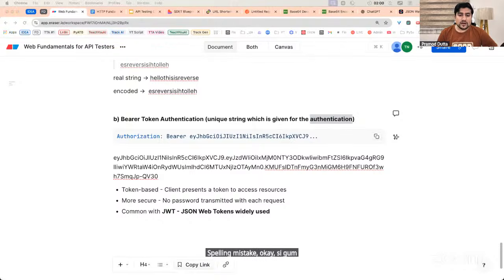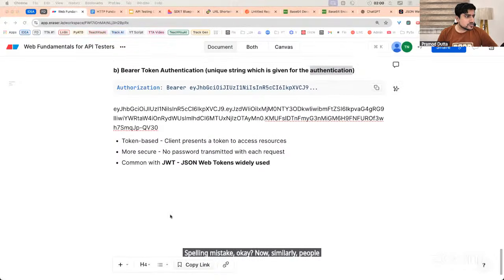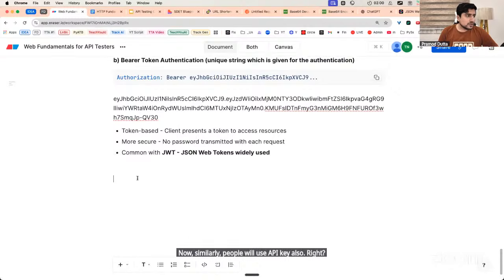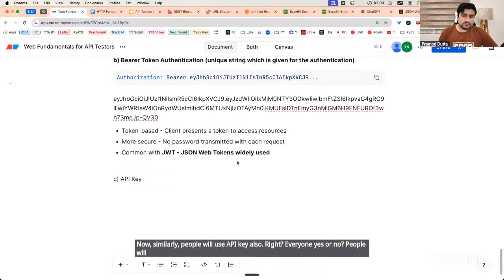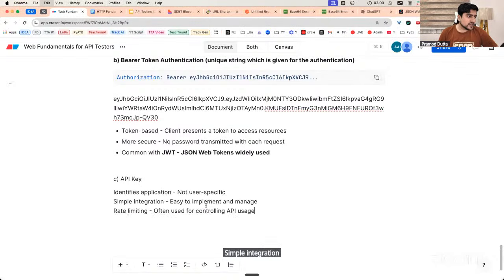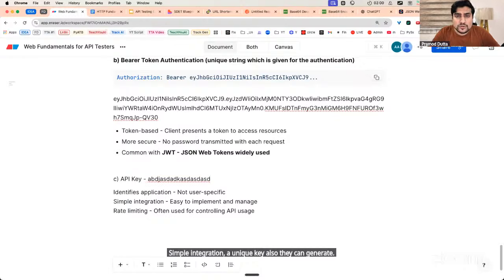Okay. Now, similarly, people will use an API key also, right? Everyone, yes or no? A unique key, simple integration, a unique key they can generate. You can create any key, and this key can be used to access the API if you want to access it. Okay, fair enough. Is everyone with me?